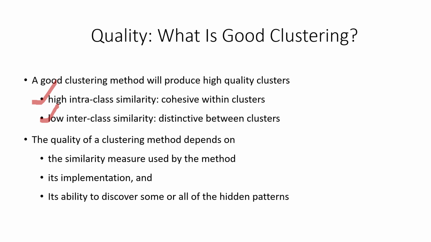The quality of the cluster depends on three different parameters. The first one is the similarity measure that we are going to use during clustering. The second one is the implementation. It is nothing but the algorithm that we are selecting for clustering. The third one is the ability to discover the hidden patterns. Sometimes the data values are just numbers directly given, so we can apply the distance measures. Sometimes the data is something complicated. From this, we have to extract the features, and from the features, we have to apply the distance measure. So these hidden patterns sometimes influence the clustering.